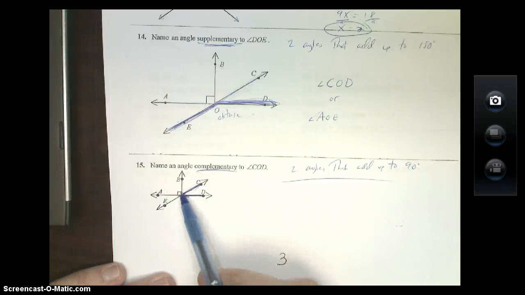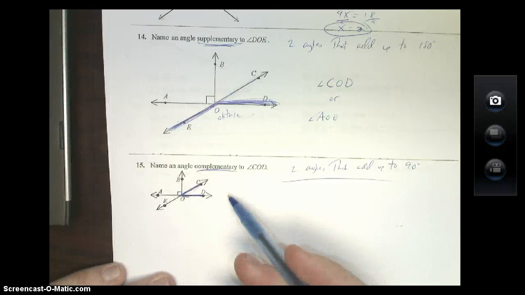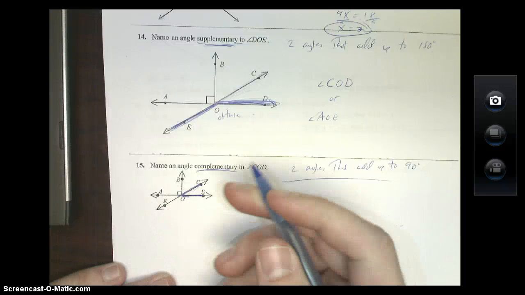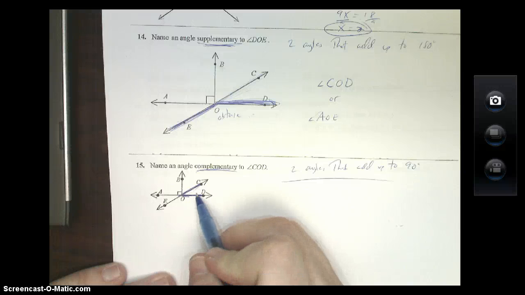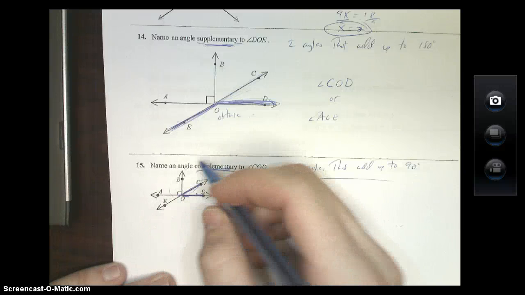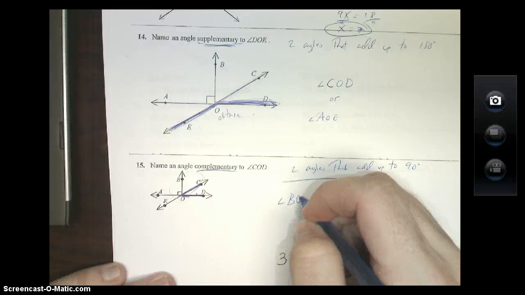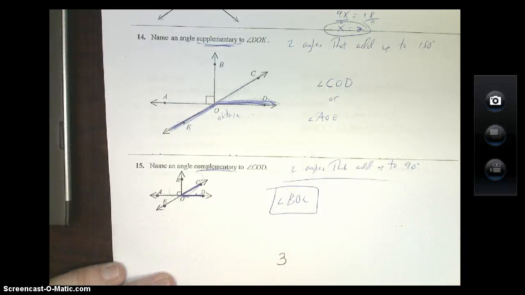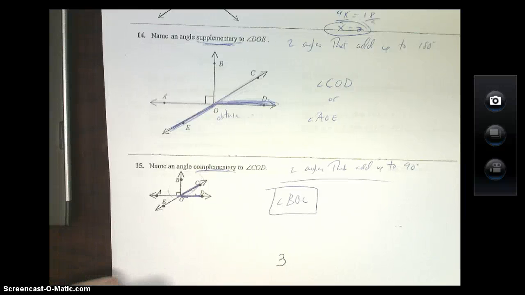However, that's just a 90-degree angle by itself. So 90 plus anything else will be clearly bigger than 90. AOE is the same exact thing. We're not entirely sure it's 45 degrees, so we can't say that. We're left with our last option of angle BOC. Okay. And then we're all good. Two angles that add to 90 degrees.